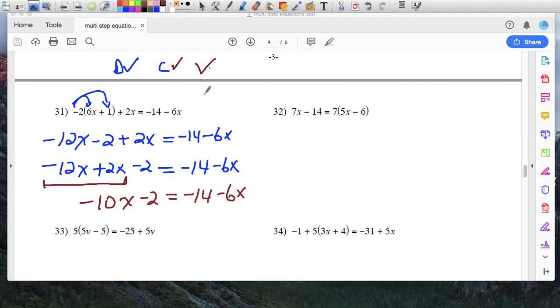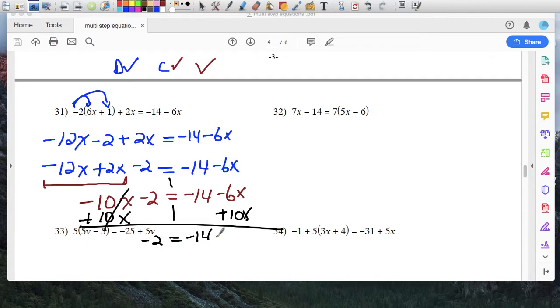Combine like terms, check. Variable. Is there a variable on the left side and on the right side? Yes, get rid of one of them. I don't care who. Let's get rid of this guy. Well, just for a change, let's get rid of the big one. So plus 10x, plus 10x. These two are 0. Negative 2 comes down, equals negative 14 comes down, and negative 6 plus 10, there's more positive, so it's going to be positive 4x. The one advantage of getting rid of the 10x here is because we get a positive coefficient. So that's something that you might want to consider.